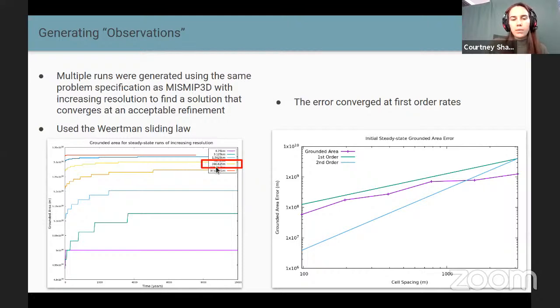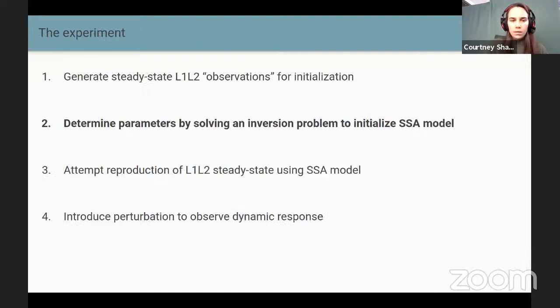And the 390.625 meter resolution seemed to be kind of like the sweet spot for us, so we chose that one to continue with. Okay, so now that we generated these observations, we'll then use these observations to solve the inversion problem.